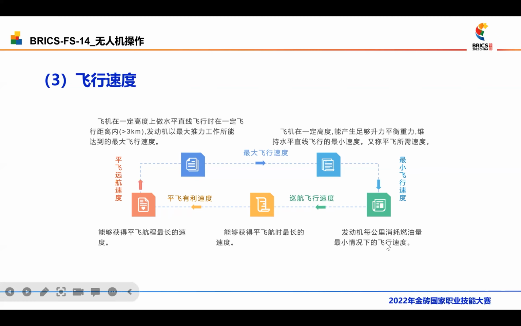Next is the cruise flight speed. It is the flight speed at which the engine consumes minimal fuel per kilometer, and it represents the longest flight range. And lastly, the flat flight favorable speed refers to the speed that can achieve the longest flat flight range.